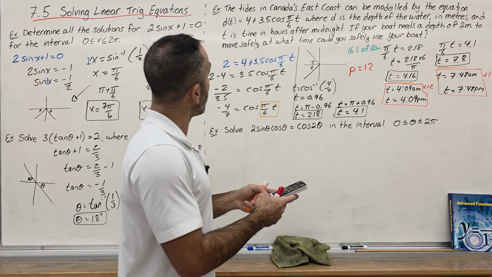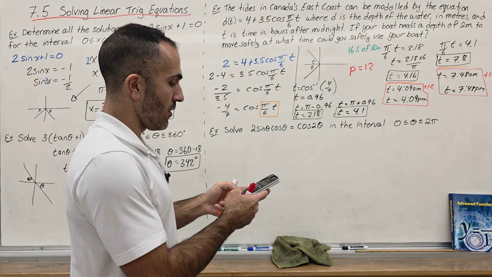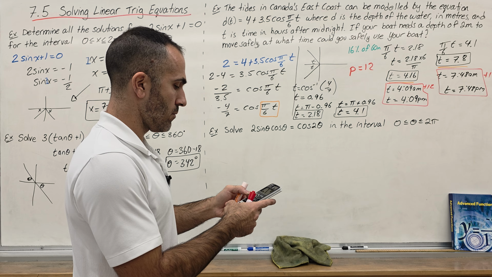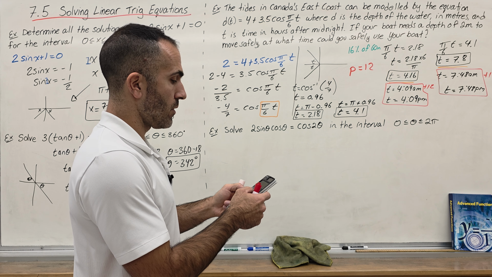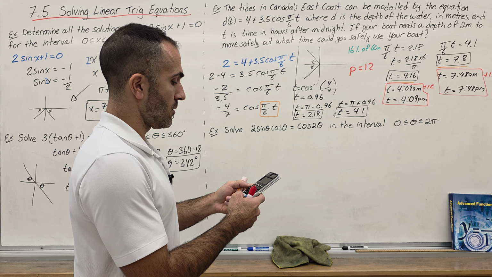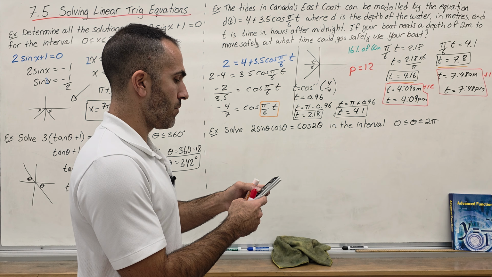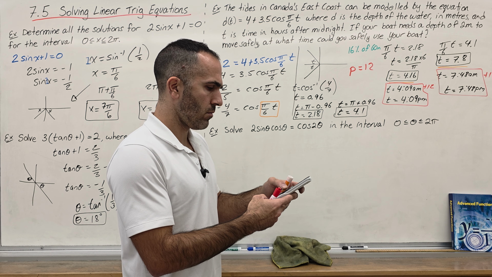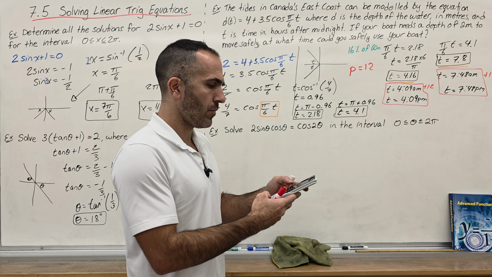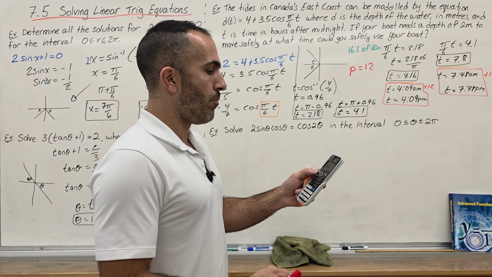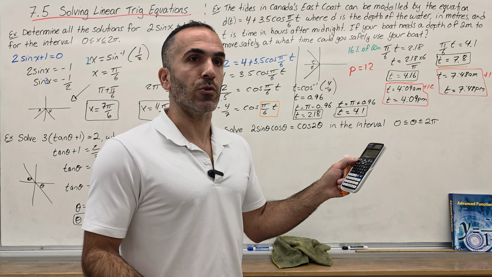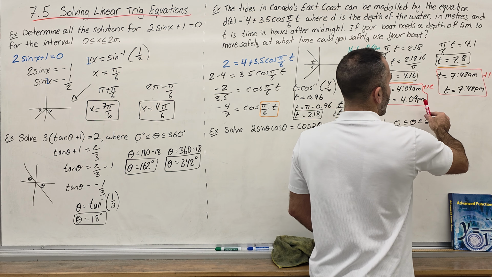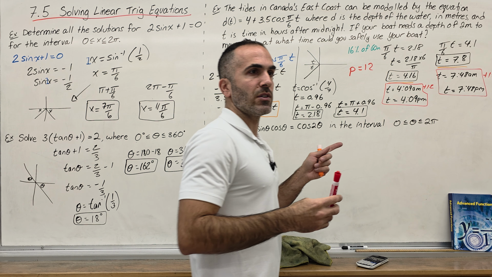So I'm going to say 4 plus 3.5 cos of pi over 6 times 5. I'm using the time 5. And my calculator is dripping. There. And I get 0.96. That's below 2. So if it's below 2 between these times, then I know outside of these times, I can move my boat.